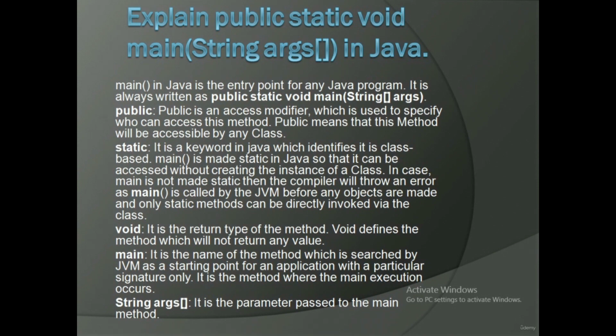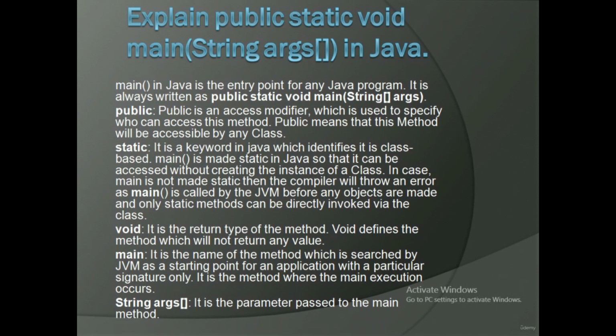Static. It is a keyword in Java which identifies it as class-based. The main method is made static in Java so that it can be accessed without creating an instance of a class. In case main is not made static, the compiler will throw an error, as main is called by the JVM before any objects are made, and only static methods can be directly invoked via the class. Void. It is the return type of the method. Void defines that the method will not return any value.